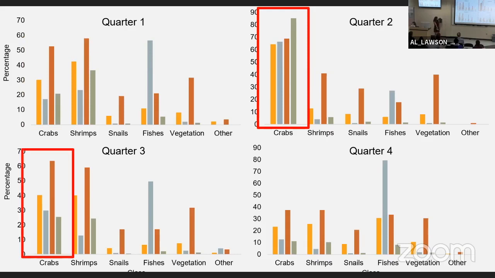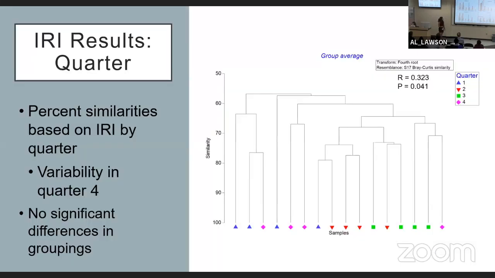You're going to see that difference between the different quarters. So taking the quarters into consideration, Redding and Anderson, it was significant, but as you can see with the R value, it's 0.323. It's pretty low. So it's just showing the percent similarities based on the IRI by quarter. You're seeing that they're all pretty similar.